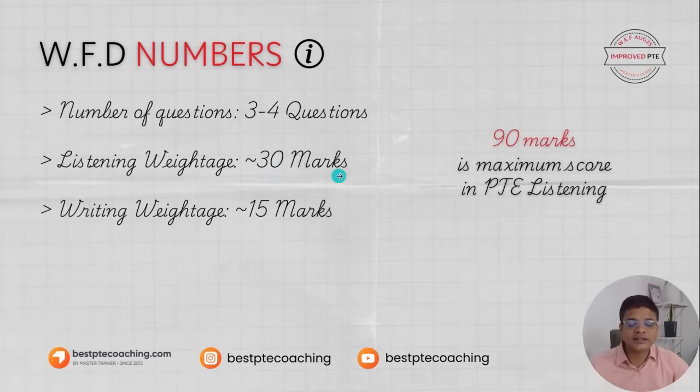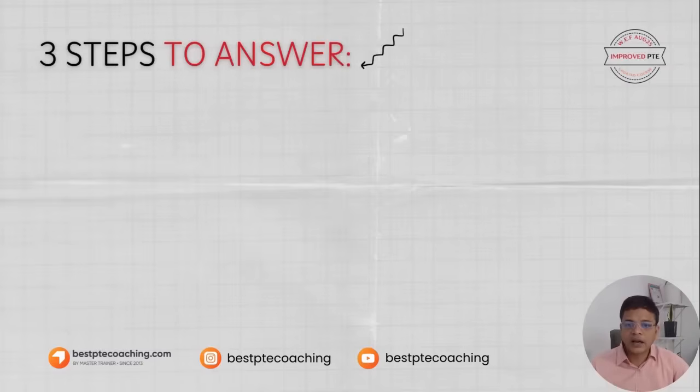So 30 marks, if you're getting 15 in listening, you get 15 marks in writing. So half of that. I said one sentence can have some 10 words. So question number 1, question number 2, question number 3, 10, 10, 10, 30. And then half a mark each word gives you. That is 15.